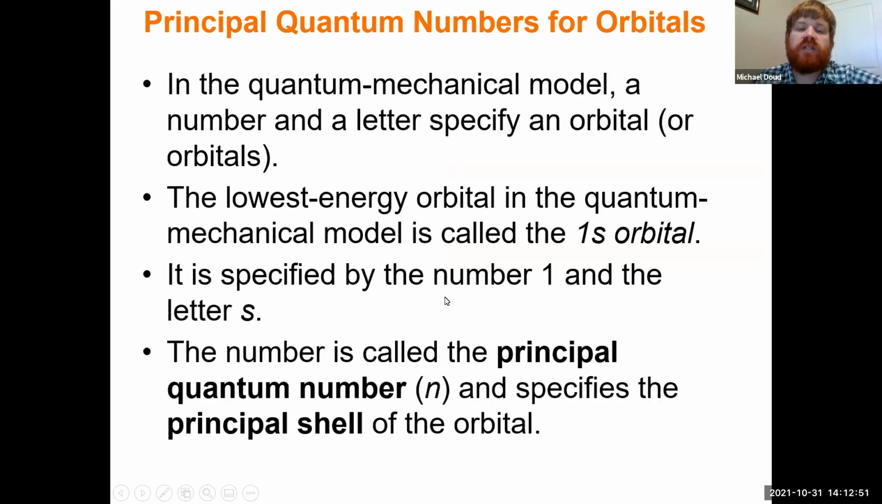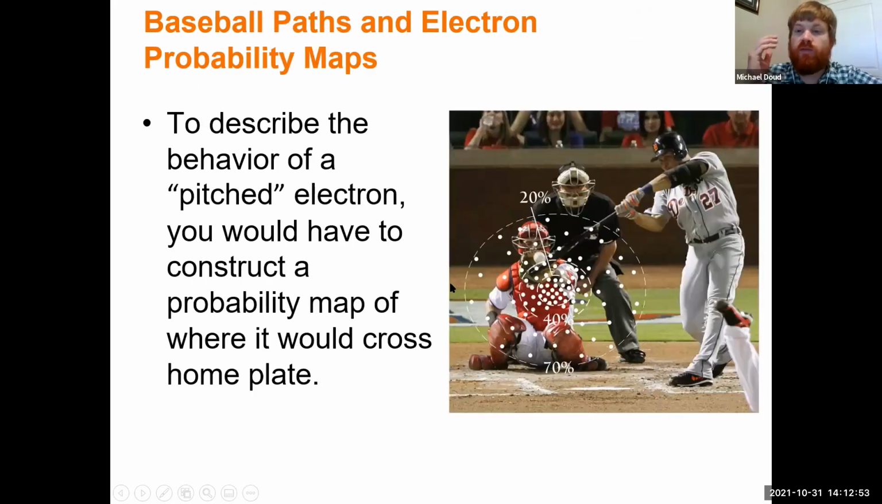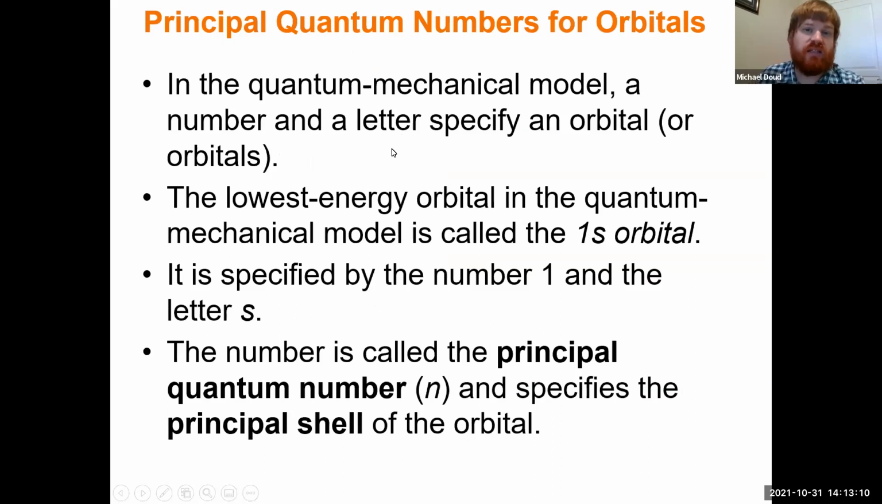So that's what we're going to be focusing on today. We've got these electrons. We don't know exactly where they are, but we can describe to a certain degree of certainty, usually using 95% certainty maps, where they're likely to be. Now, if that sounds complicated, it's because it is. It's not intuitive, right? We're used to seeing baseballs and knowing how baseballs perform, but electrons just don't behave in the same way.